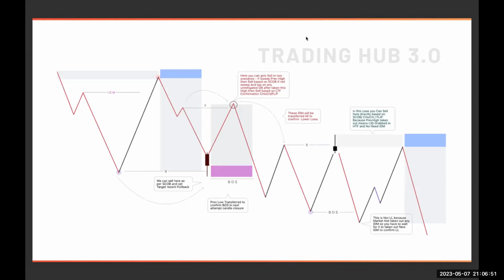Similar thing is here. In this case, in the higher time frame, there is no inducement created here, but you can still sell here. Why? Because this move taken out the liquidity. That's why. This move taken out the liquidity, it means this is a strong zone for the sell. But if market has not taken out the liquidity, then you can't sell here.